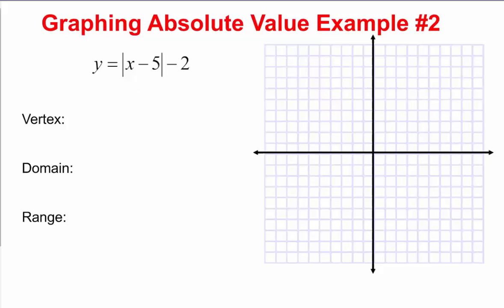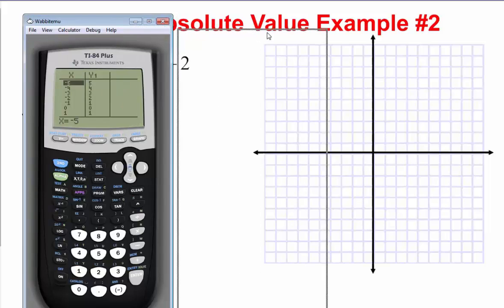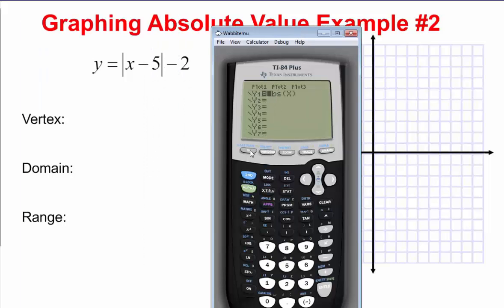Okay, so here's another example. We're going to pull out our calculator and enter in the equation. So let's go back to y equals, clear it out, go to math, arrow over, and enter, because it's the first option, ABS. Now I'm going to enter in x, subtract 5, close my parenthesis, subtract 2. And then I'm going to graph it to get a general idea of my graph.